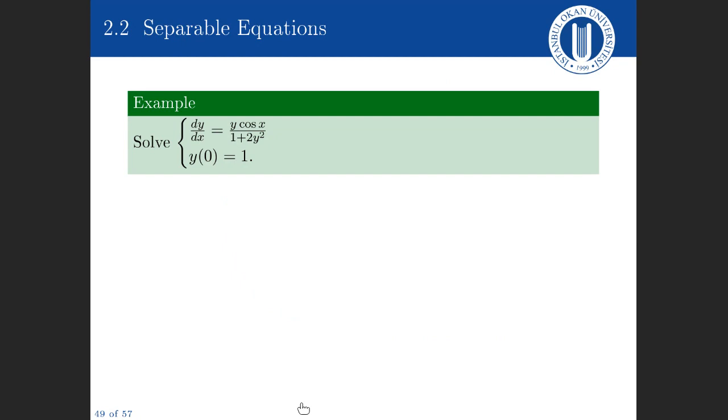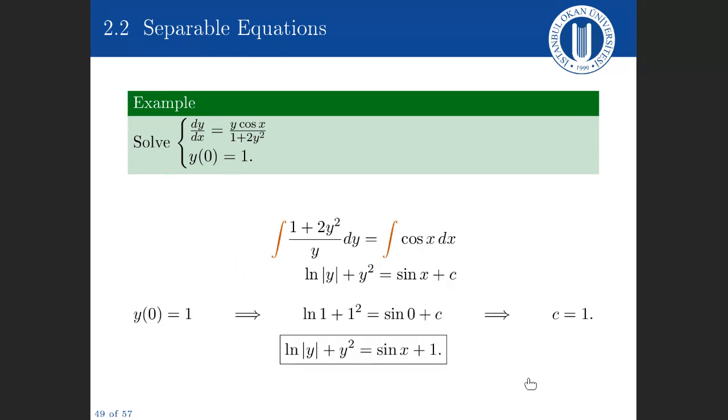Another example. Solve dy/dx is equal to y cos x over (1 plus 2y squared) with the initial condition y of 0 is equal to 1. I'll show you the whole solution written very quickly. This is not a perfect solution. This is not good enough as an exam answer. This is just me writing the bare minimum here.